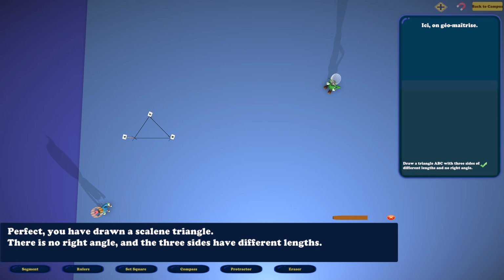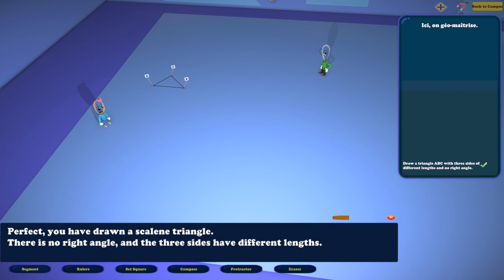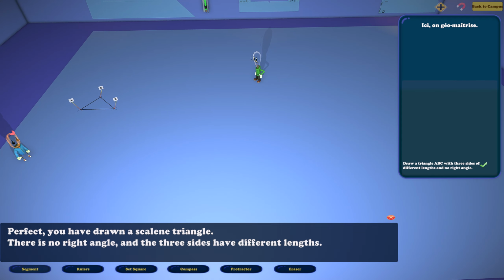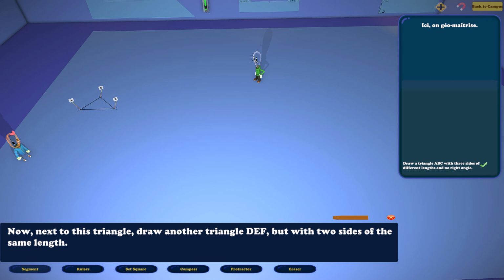Perfect, you have drawn a scalene triangle. There is no right angle and the 3 sides have different lengths. Now next to this triangle, draw another triangle DEF, but with 2 sides of the same length.